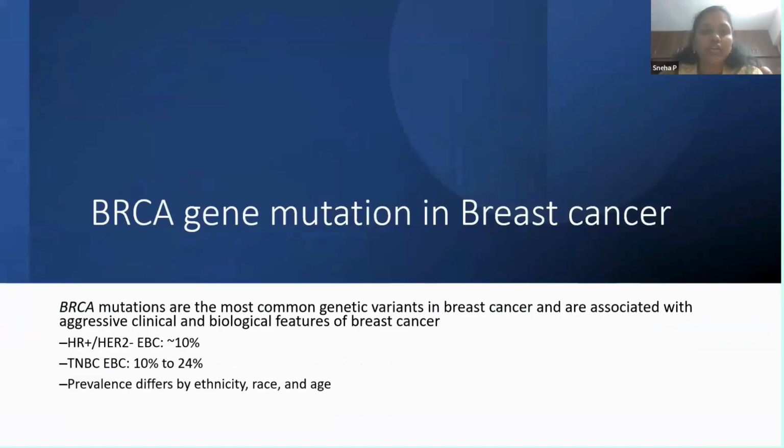Yeah. So now in BRCA, though, I'm going to say more about BRCA gene variants, because as I told, they account for the largest population of variants. So if you see, BRCA mutations are the most common genetic variants in breast cancer, and especially when HER2 is negative, up to 10%, and TNBC, if you see, they are up to 10 to 24%. EBC is nothing but early breast cancer. Okay. However, this prevalence differs from ethnicity to ethnicity, race to race, and age to age. Age is very important, because earlier it was told that TNBC less than 50 should be going for germline testing, but now it is not like that.